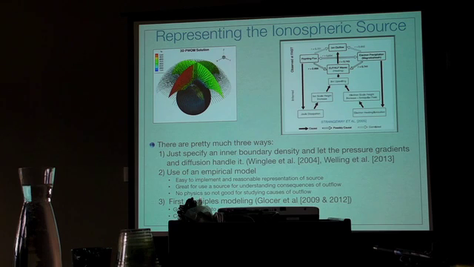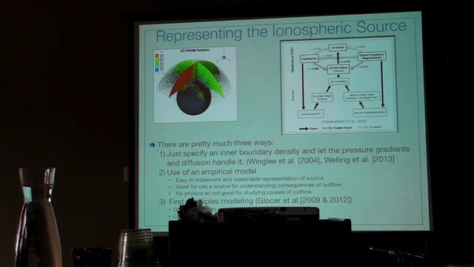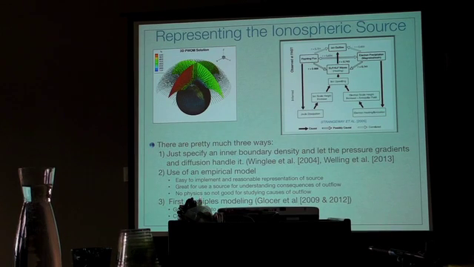It has pluses and minuses. Another approach people are using is an empirical specification of the outflow. In this case, they look at empirical studies. This is an example from Bob Strangeway. There's also a similar thing from Yuhua Zheng. Here, Bob looked at FAST data, looked at the Poynting flux and the soft electron precipitation, and found the correlation with the ion flux observed at FAST altitudes.